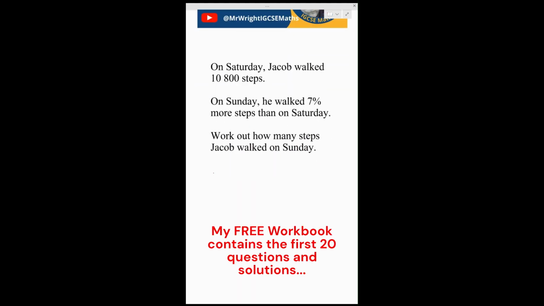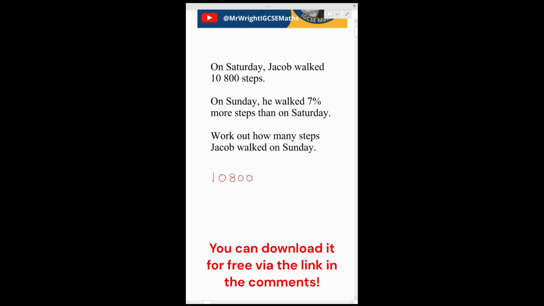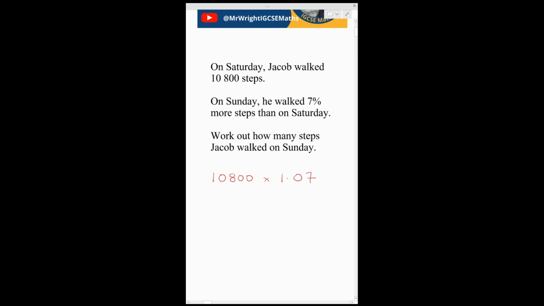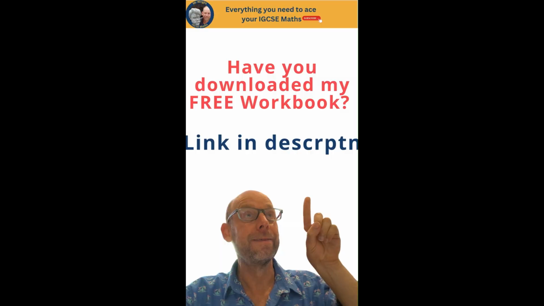Right, so we've got the number of steps he walked on the Saturday, and we have to increase that by 7%. So I'm going to multiply it by 1.07, and on my calculator, that gives me the answer 11,556 steps for Sunday.